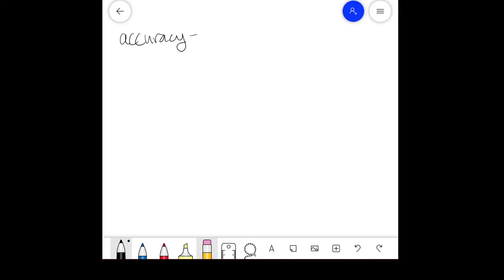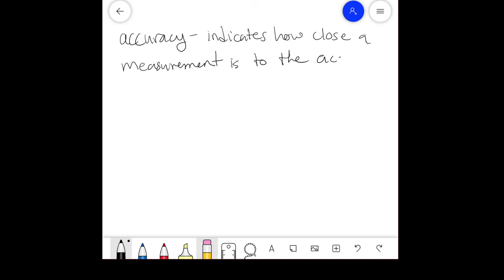Accuracy indicates how close a measurement is to the accepted value. In other words, how close is it to what we know is correct? So just think about it: accurate equals correct. The more accurate something is, the more correct, the closer it is to the known value.